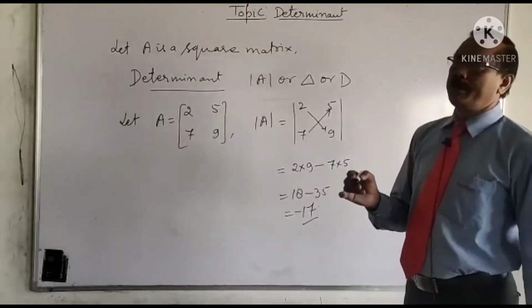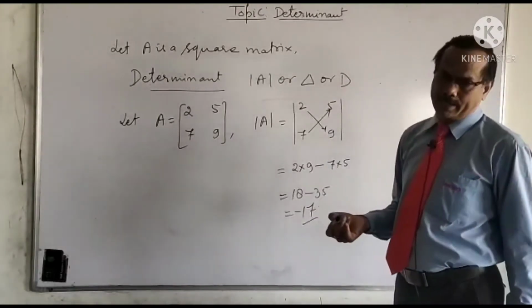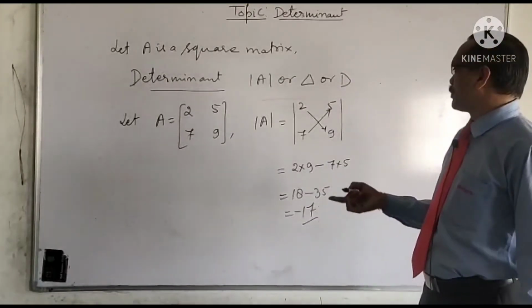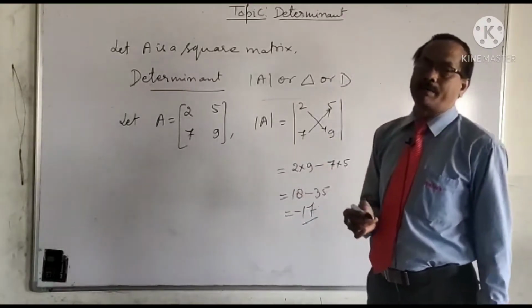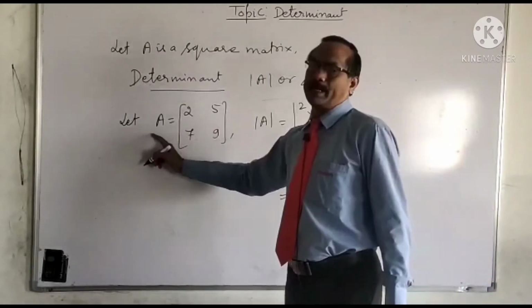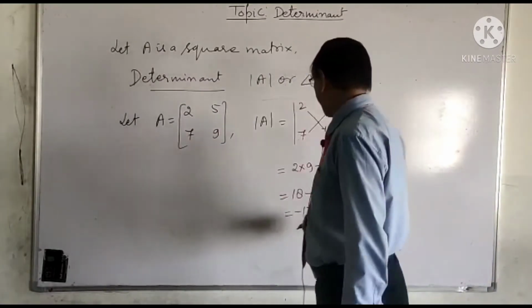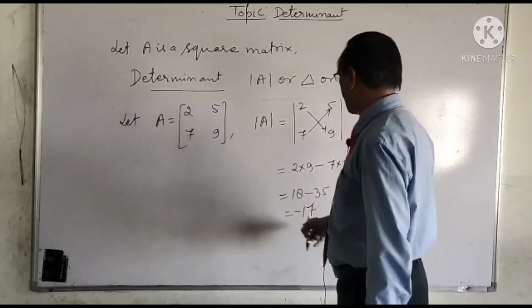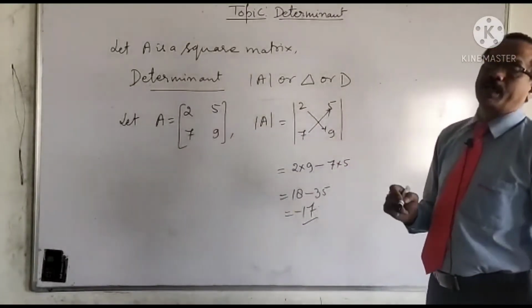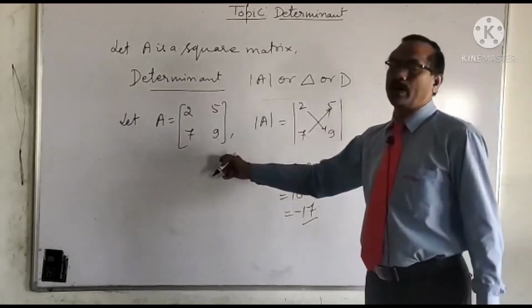Number may be negative or positive, any. It may be a complex number also. So minus 17 is the determinant of this matrix. So the number which is obtained by this matrix is minus 17. It is a unique number for this particular determinant.